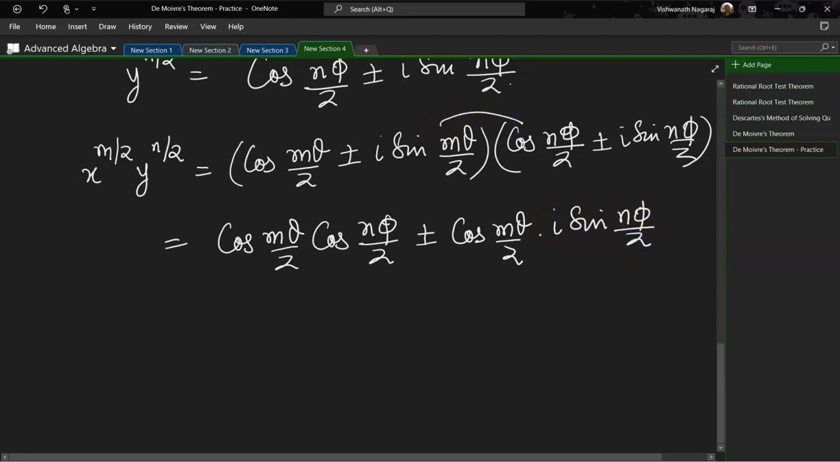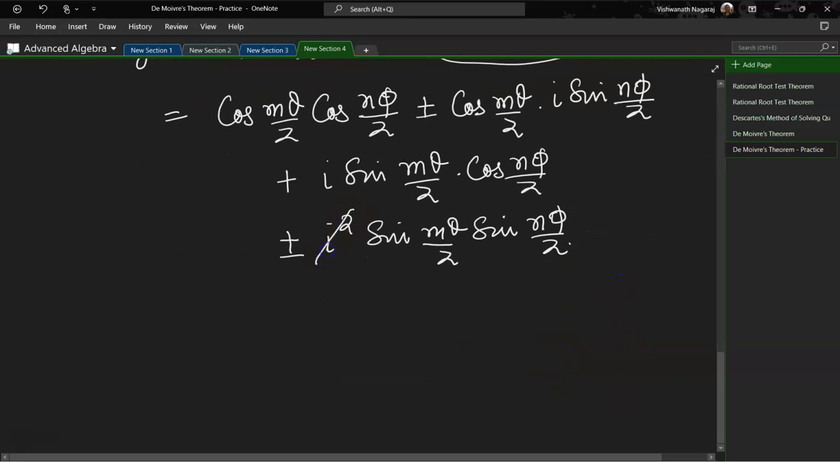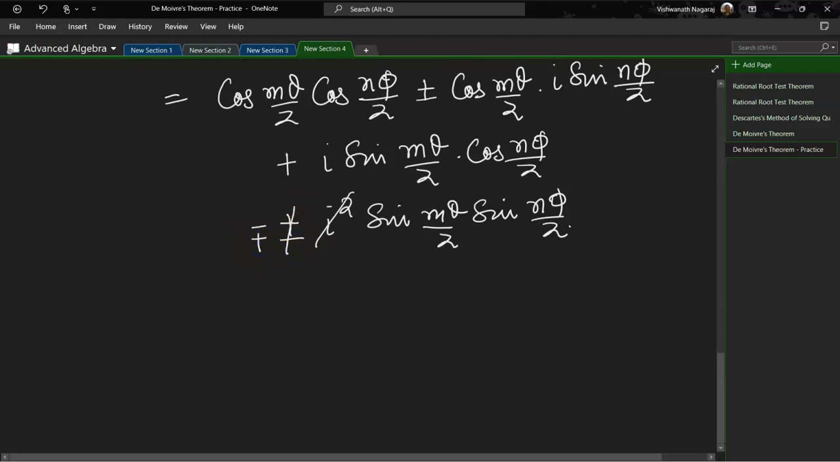Now let's take this, plus i sin m theta by 2 times cos n phi by 2, plus or minus. Let's take this last term now: i square sin m theta by 2 sin n phi by 2. Now if I remove this i square, this will become minus plus. Plus will become minus, minus will become plus.